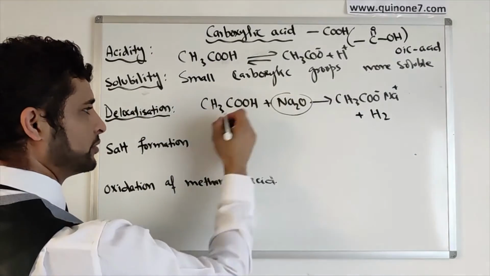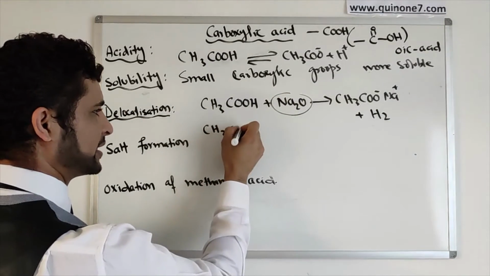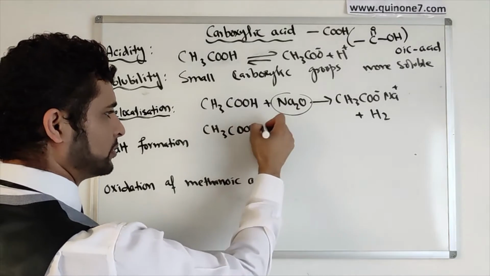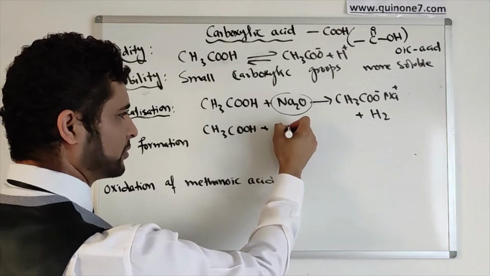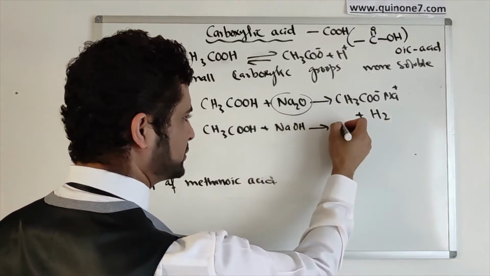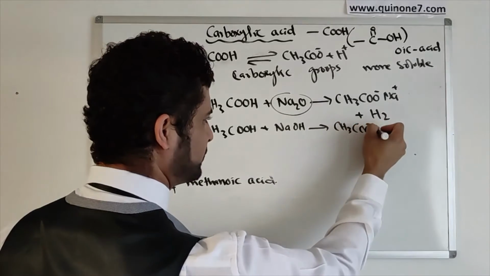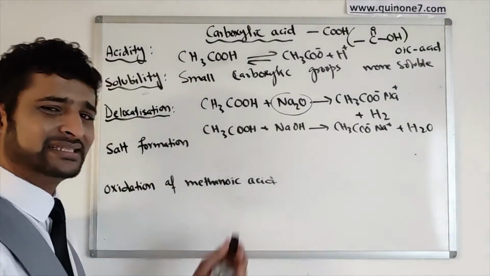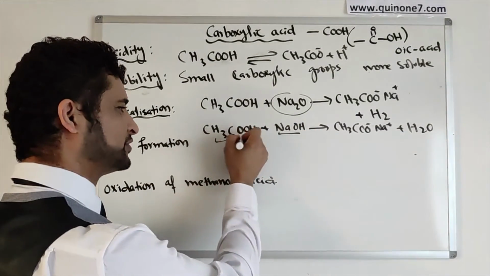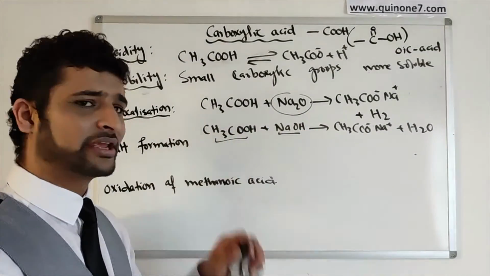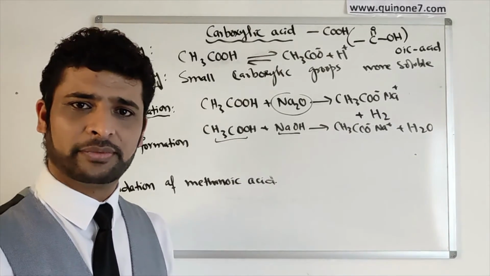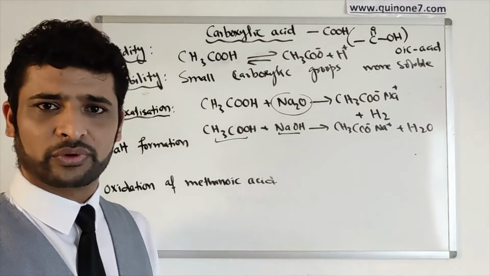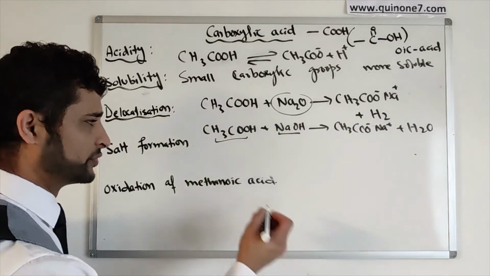If you use hydroxide instead of oxide, it will produce the same salt again, but this time it will produce water. And this is known as a neutralization reaction. If you remember, when an alkali reacts with any acid, it makes a salt and water, and salt and water formation is called neutralization.